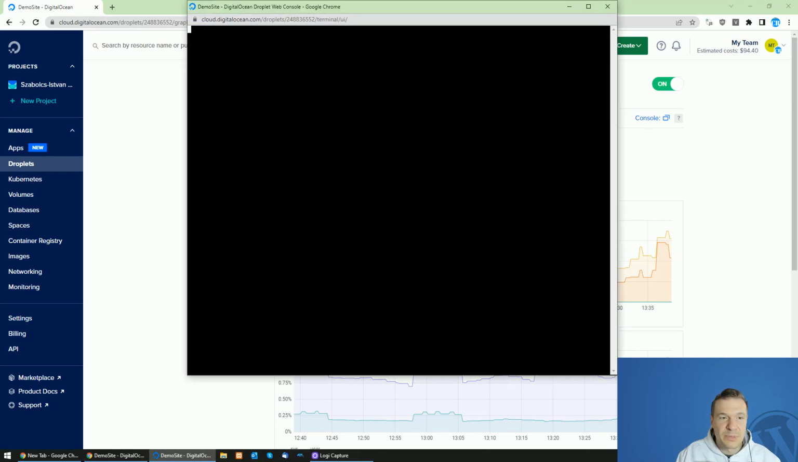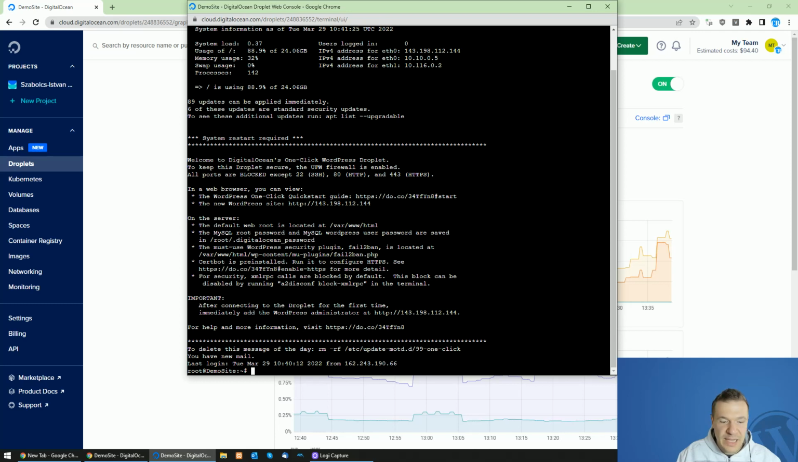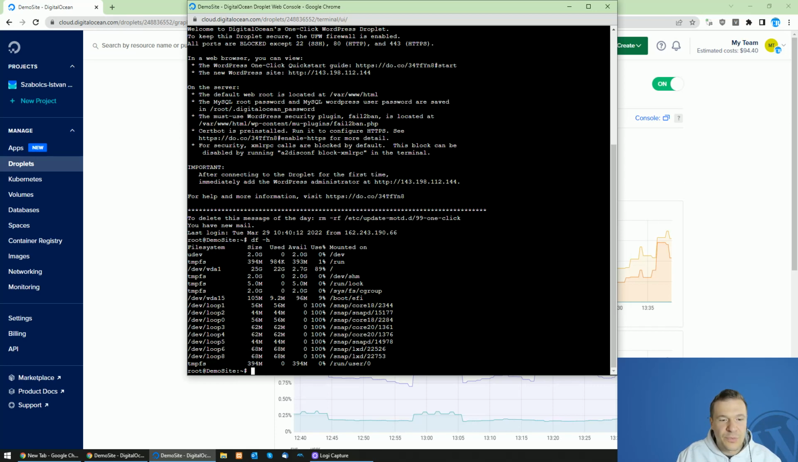will pop up with my droplet, and here simply write df space dash h. So this is the command you will need to write in your DigitalOcean droplet for Linux only. So df dash h, and you will find between the volumes listed here, the one that is interesting you is the one that is 25 gigabytes, the one that is VDA1.